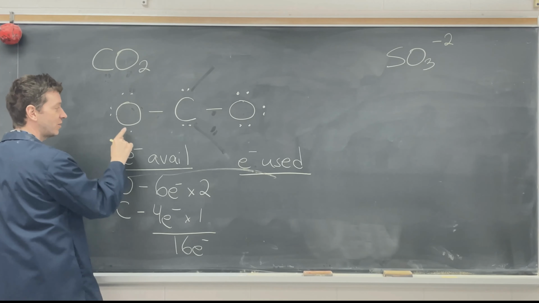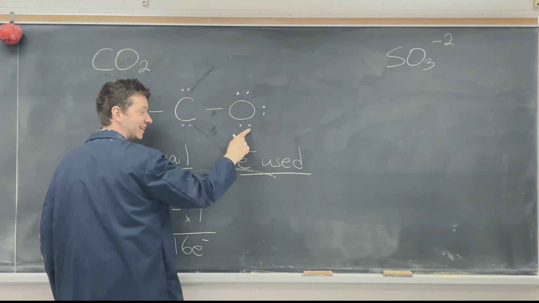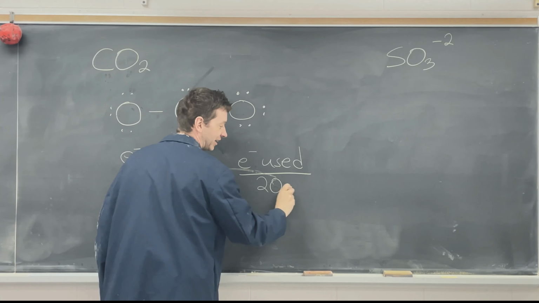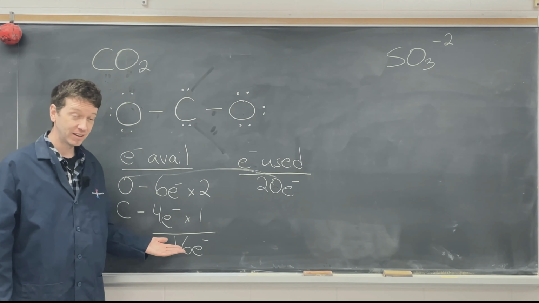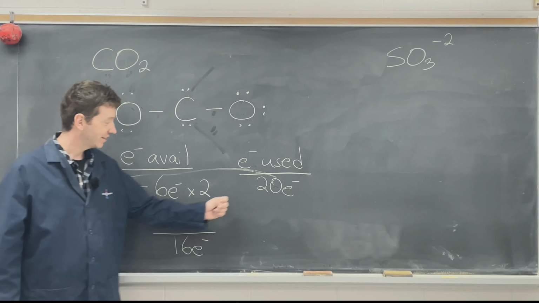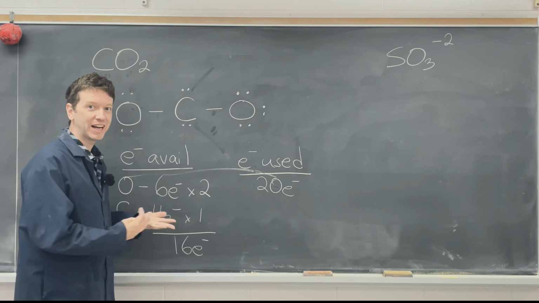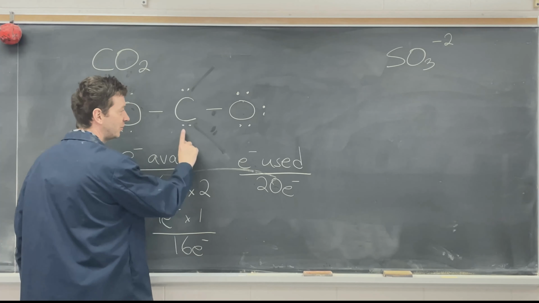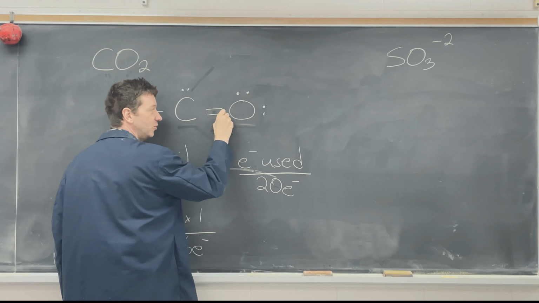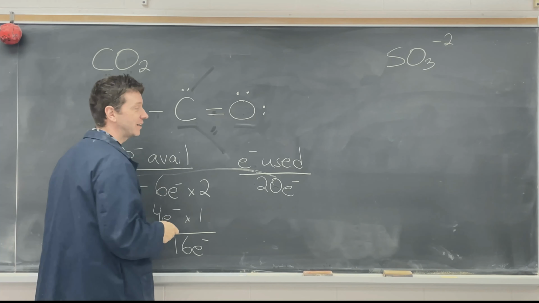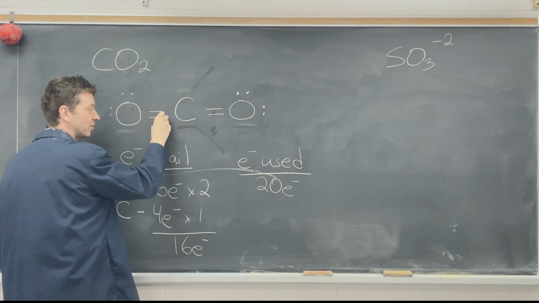Well, 2, 4, 6, 8, 10, 12, 14, 16, 18, 20. We've used 20. That's not good. We've used more than what we have. So what we can do is to get rid of 4 electrons, we're going to share more. We're going to create double bonds. So we can get rid of, say, these 4 and add 2. And again, because we like symmetry, we'll get rid of these 4 and add 2.